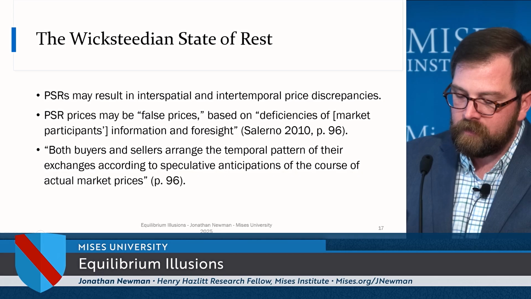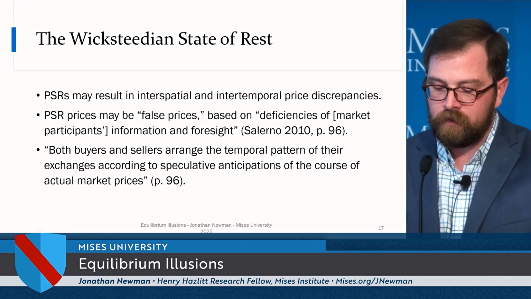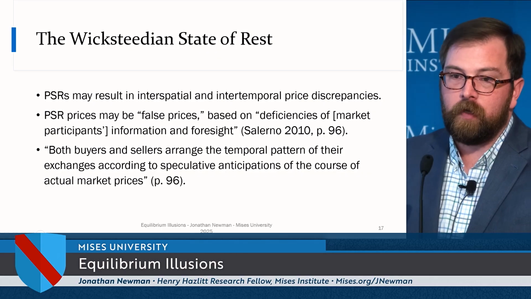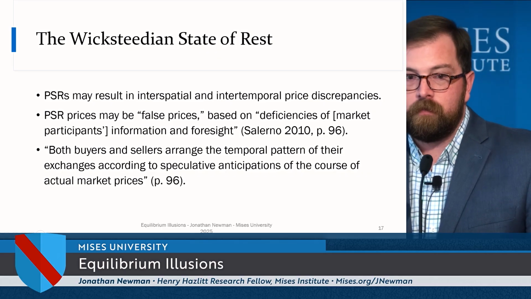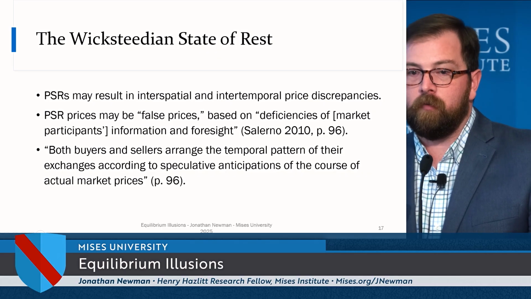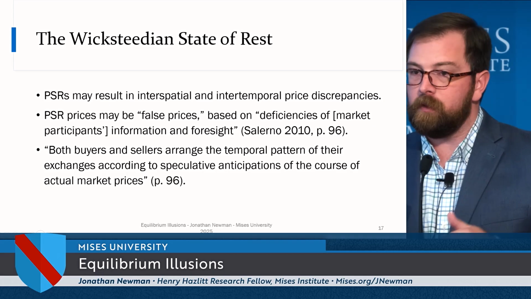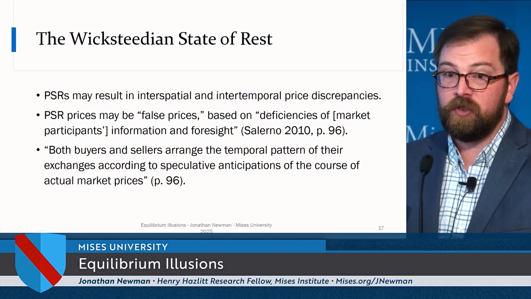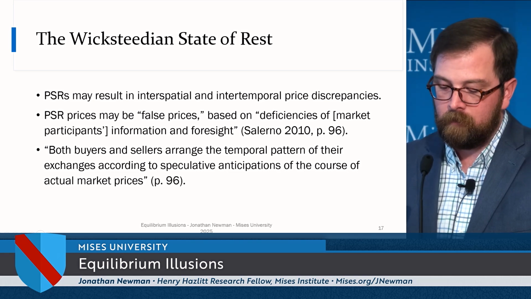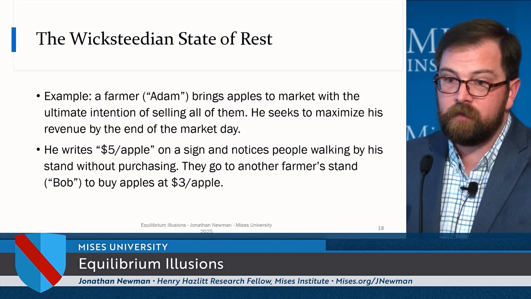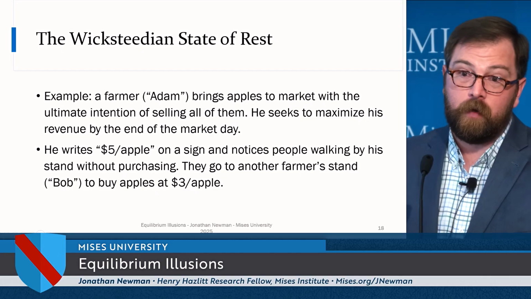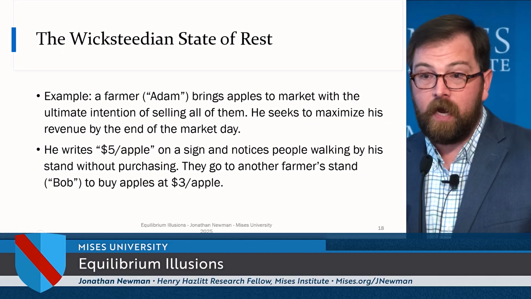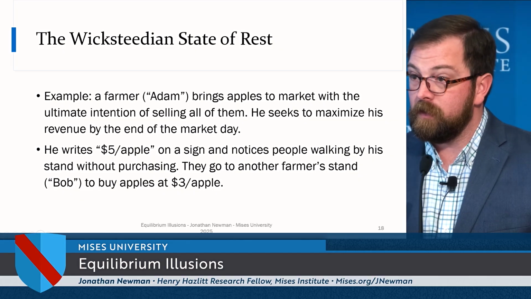He says both buyers and sellers arrange the temporal pattern of their exchanges according to speculative anticipations of the course of actual market prices. So these momentary stopping points, these momentary prices, the PSR prices, are based on incomplete knowledge. There's no assumption of extra knowledge or information in order to achieve this kind of equilibrium, the PSR. But in the Wicksteedian state of rest, we can have price differences and people notice them, and then they act to eliminate them. They act to buy low and sell high.